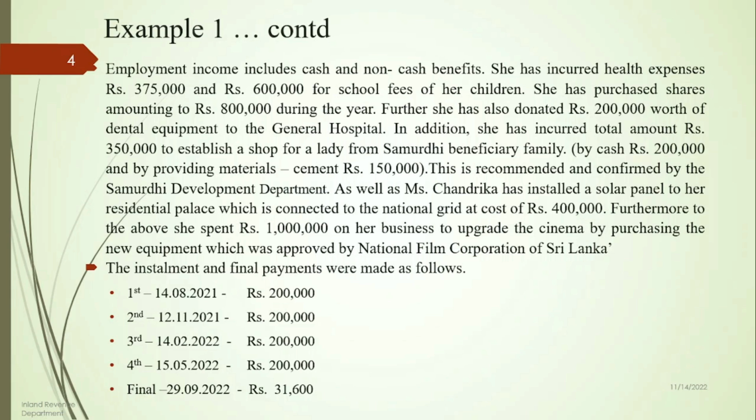In addition to that, Ms. Chandrika installed a solar panel at her residence, and that solar panel is connected to the national grid. If that is connected to the national grid, then she is entitled to deduct that amount as a qualifying payment up to 600,000. In this case, she has spent only 400,000. Therefore, Ms. Chandrika is entitled to deduct 400,000 as a deduction. That is also a qualifying payment.